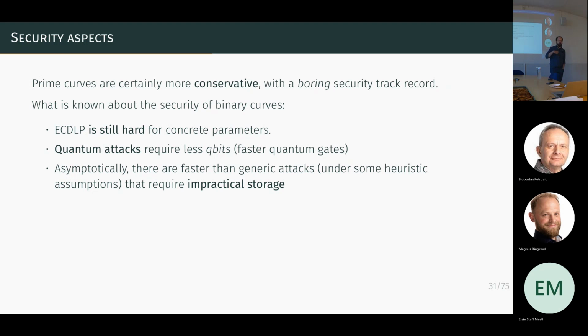But still, if you look at the best attacks out there, there are some attacks that work better than generic approaches for breaking the discrete log. That would be the Pollard rho algorithm. But they only work asymptotically and they require extremely large amounts of storage. So as of now, Pollard rho is the best attack against these field sizes. So this is still fine. In the long term, of course, this is much more risky.